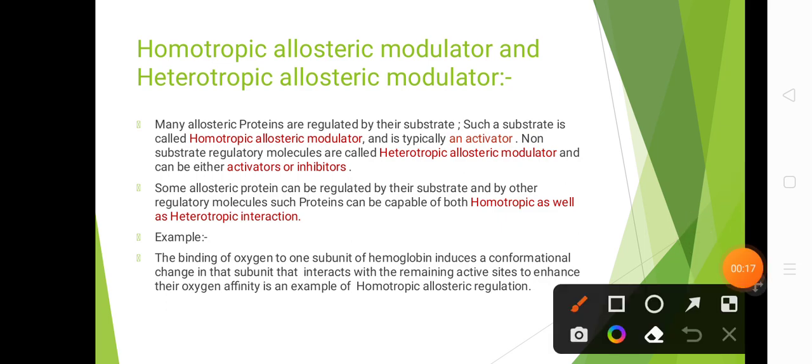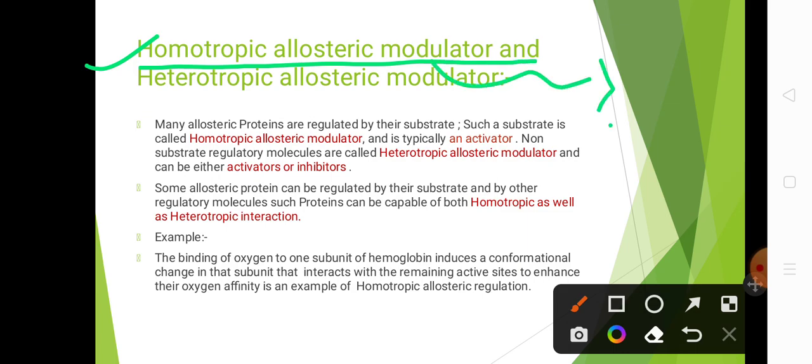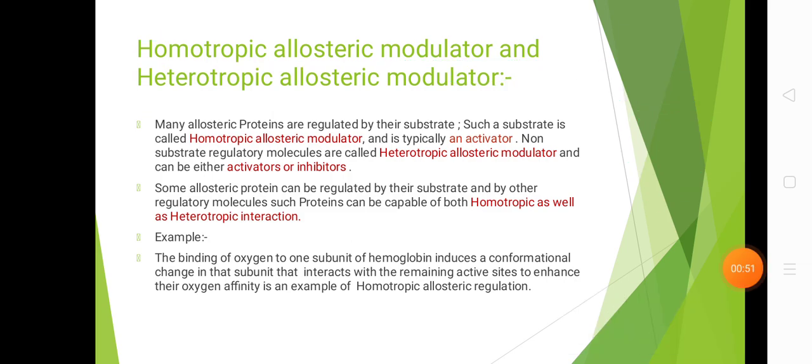The first topic that we will learn today is homotropic allosteric modulator as well as heterotropic allosteric modulator. Remember, homotropic allosteric modulators are those modulators that can act as an allosteric modulator as well as substrate. Okay, so that is the idea of homotropic allosteric modulator. Here the substrate is acting both as a substrate as well as an allosteric modulator, and we have already discussed such an example, that is the interaction between oxygen and hemoglobin, right?